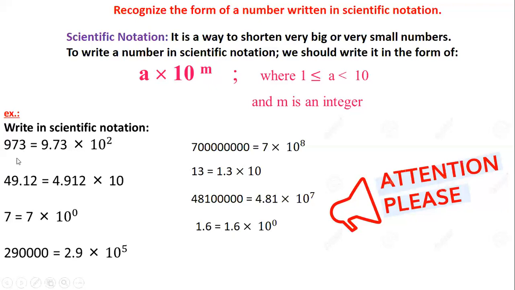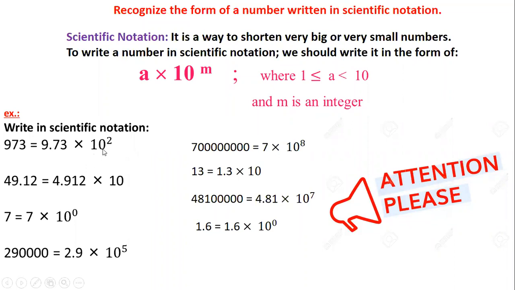973 is a whole number, and in a whole number, we know that the point should be to the right. So, where should I put the point so that this number becomes between 1 and 10? I should put it between 9 and 7. So, my number will be 9.73. How should I know the power of 10 I am multiplying with?